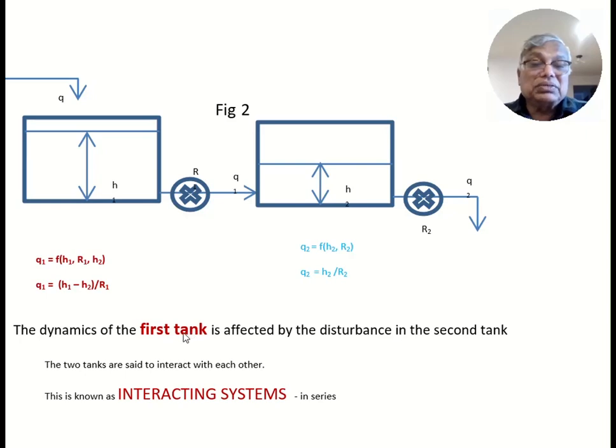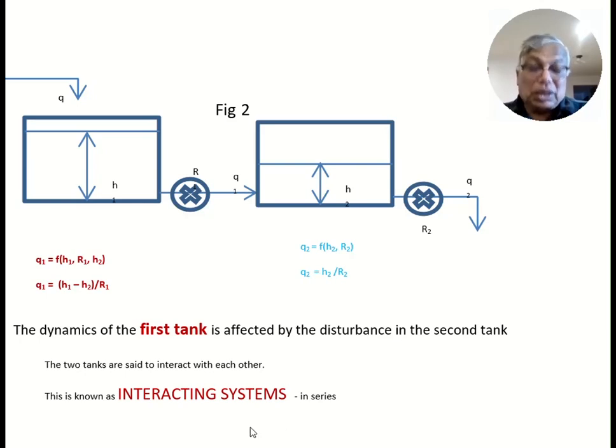Again, replace the word tank by the word system, and you get the general definition. Two systems are said to be interacting if the dynamics of the first system is affected by any disturbances in the second system. I repeat, two systems are said to be interacting if the dynamics of the first system is affected by any disturbance in the second system. This is what we call interacting systems in series.